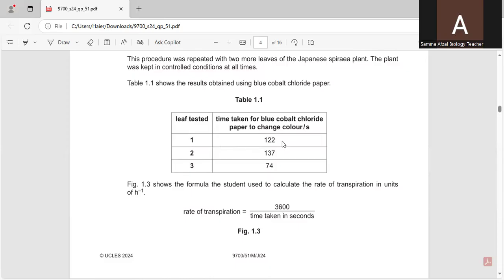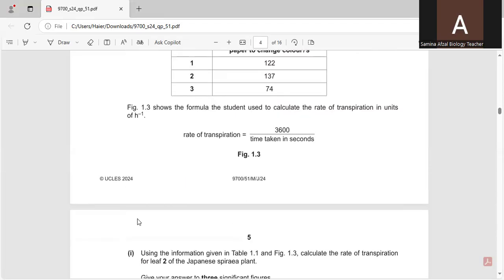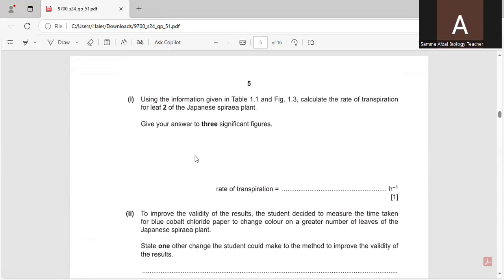In leaf one, it was 122, the time which was taken for blue cobalt chloride paper to change color. It was taken in seconds. In the second leaf, it was 137. In the third, it was 74. So by using the formula the student used to calculate the rate of transpiration, the rate of transpiration is equal to 3600 over time taken in seconds. So using the information given in 1.1 and 1.3, we will calculate the rate of transpiration for leaf 2 of the Japanese spirea plant.